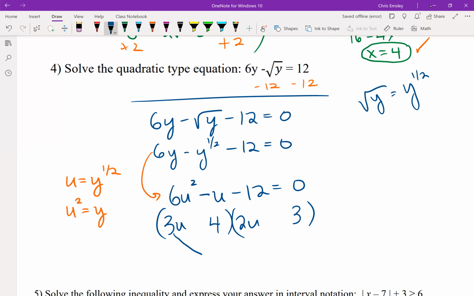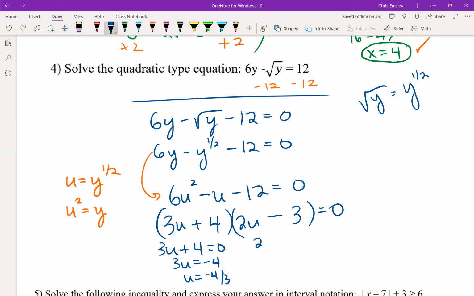3 times 3 gives me 9u. 4 times 2 gives me 8u. The difference between 8 and 9 can get me that negative u in the middle. So I'll need a minus here and a plus there. You can factor in whatever way makes sense to you. I did a little trial and error there. That's just one method of factoring. Once we have it factored, we take each one of those factors and set them equal to 0. Here I'm going to subtract 4 from both sides. Divide by 3.